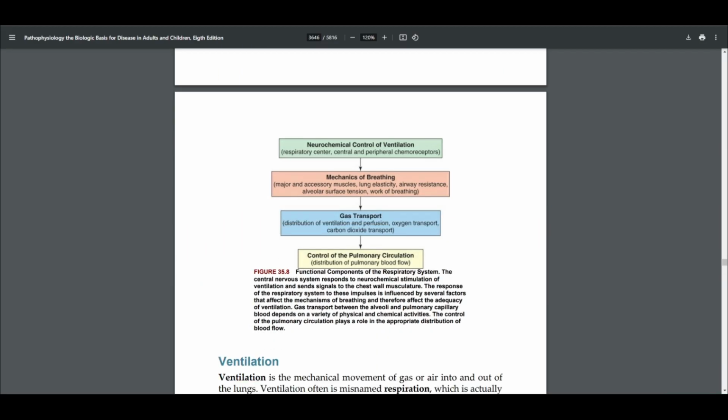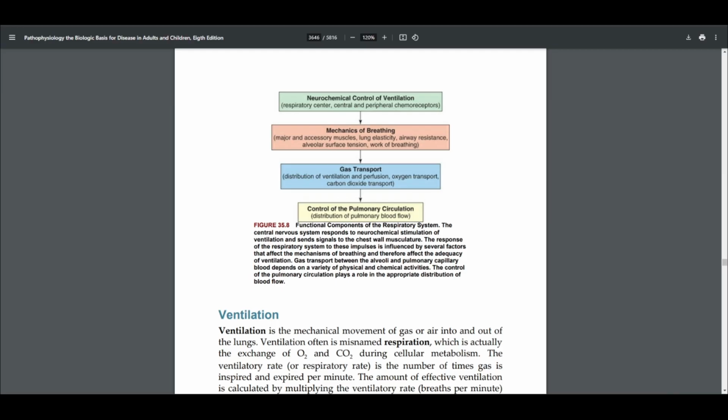So, the functional components of the respiratory system. The central nervous system responds to neurochemical stimulation of ventilation and sends signals to the chest wall's musculature. The response of the respiratory system to these impulses is influenced by several factors that affect the mechanism of breathing and therefore affect the adequacy of ventilation.